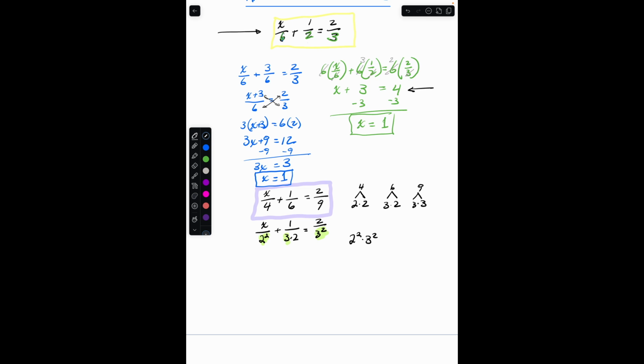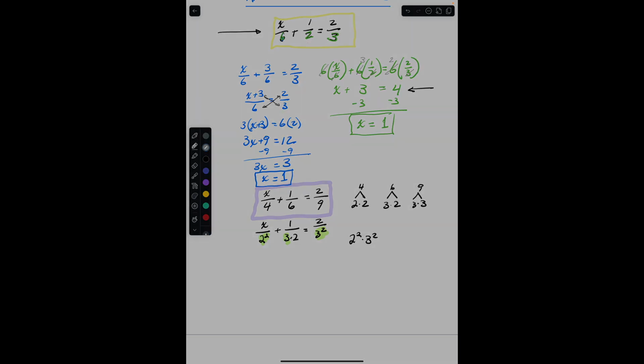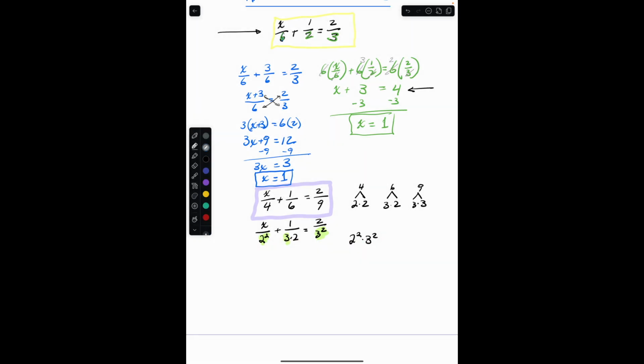In other words, I just look at the largest power of each factor and make sure that that's represented in my largest common denominator. 2 squared is 4, 3 squared is 9, 4 times 9 is 36. So 36 is the magic big common denominator that will clear the fractions if I use it.